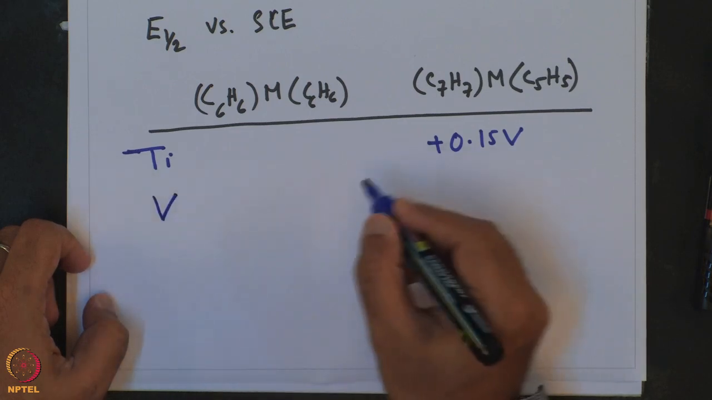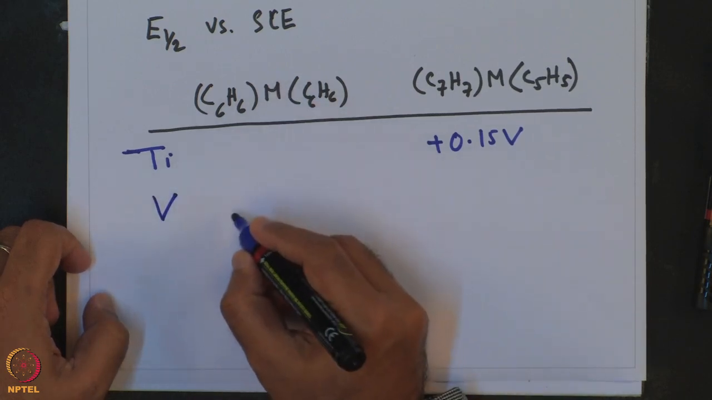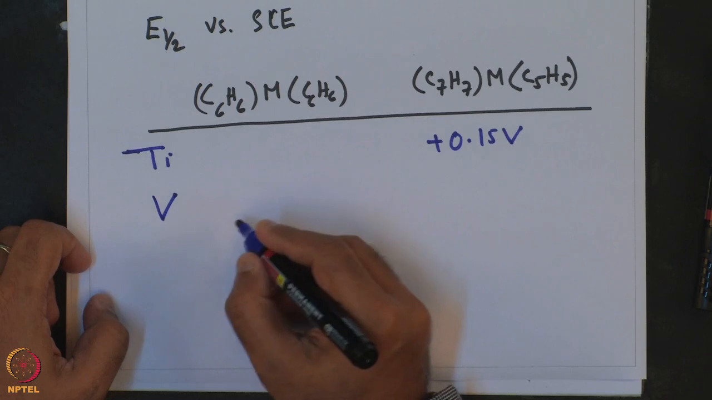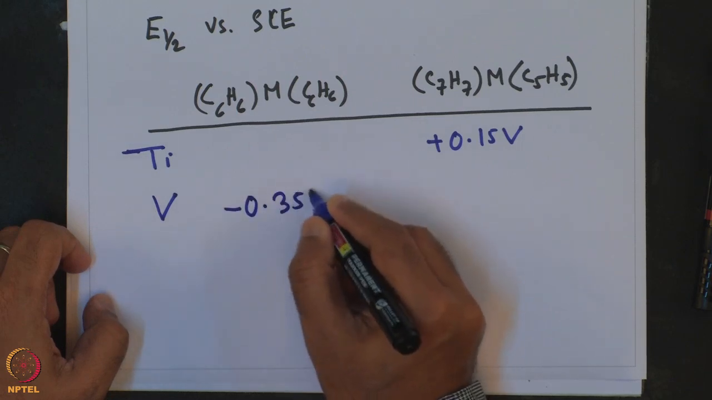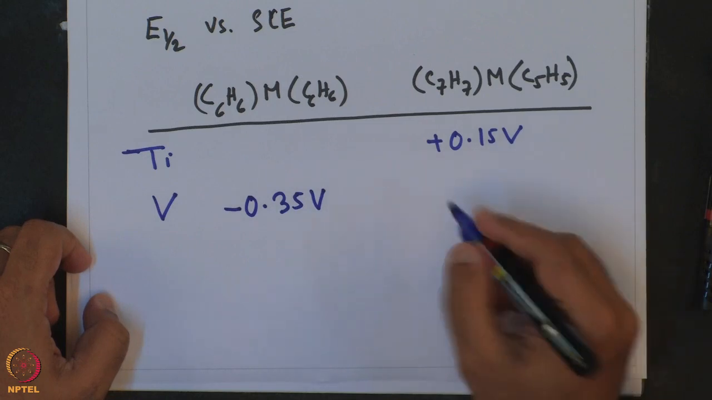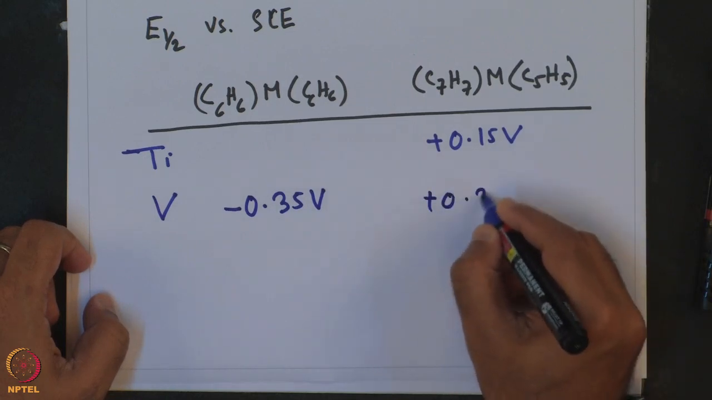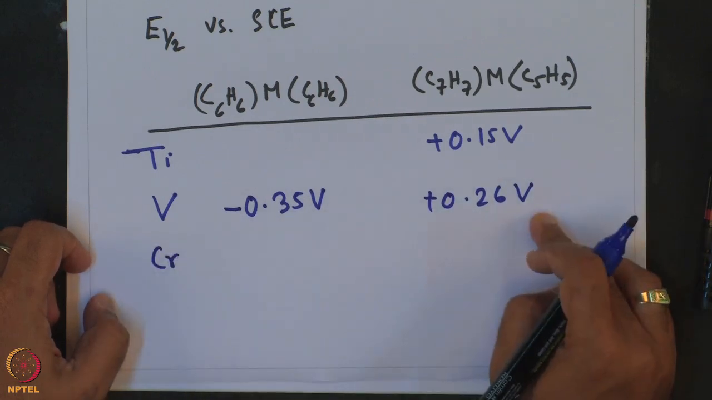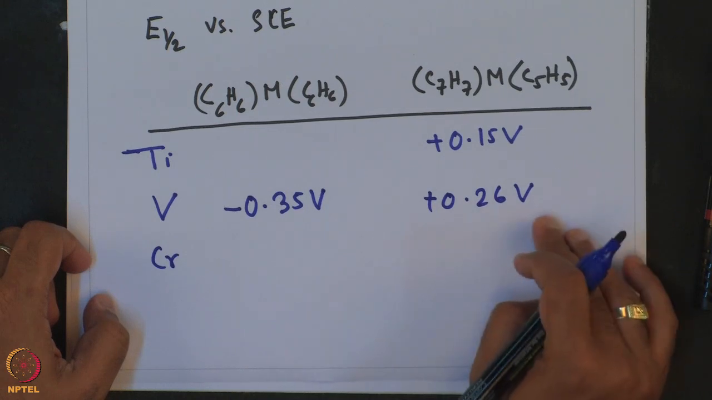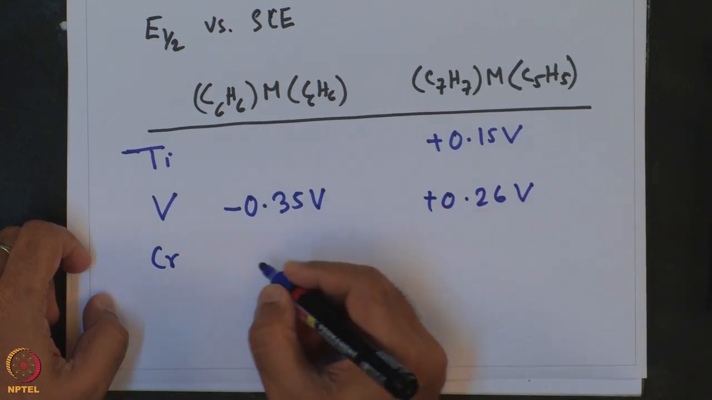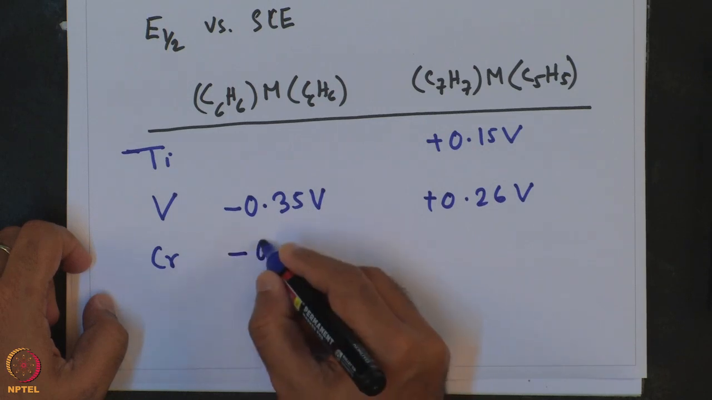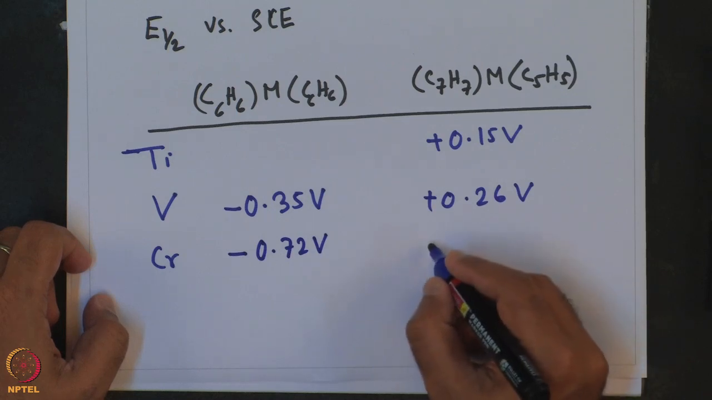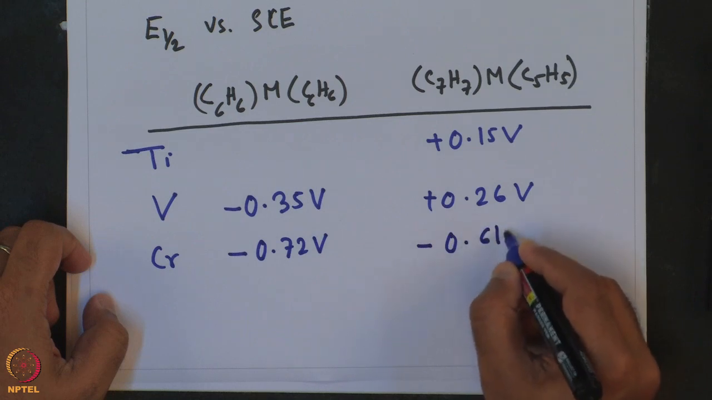For example, for vanadium, for this complex the 0 plus 1 0 E half value is about minus 0.35, whereas that shifts towards becoming plus 0.26 volts. And for chromium, so this is more towards the anodic shift, more towards the positive region. For chromium, it is minus 0.72 volt, again making an anodic shift to minus 0.61 volt.